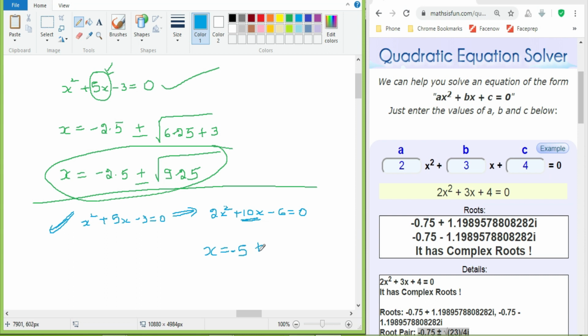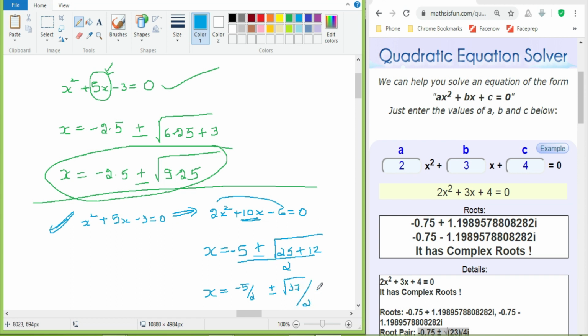Next thing, write plus or minus square root of this square, which is 25, and 6 2 times is 12. Right? So since it is minus, I have to add 12 to it. And at last, I have to write it divided by 2. So I can write it is equal to minus 5 by 2 plus or minus root of 37 divided by 2.